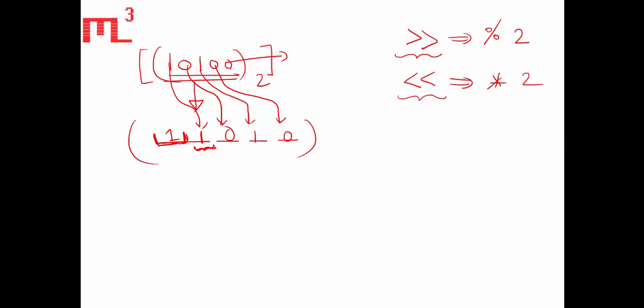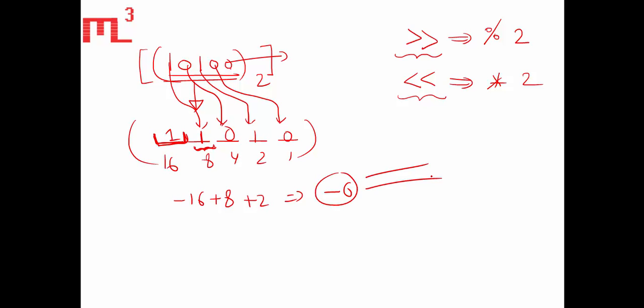If you compute the answer, see, this is 1 2 4 8 16: minus 16 plus 8 plus 2, which is nothing but minus 6. Hence the answer is correct.